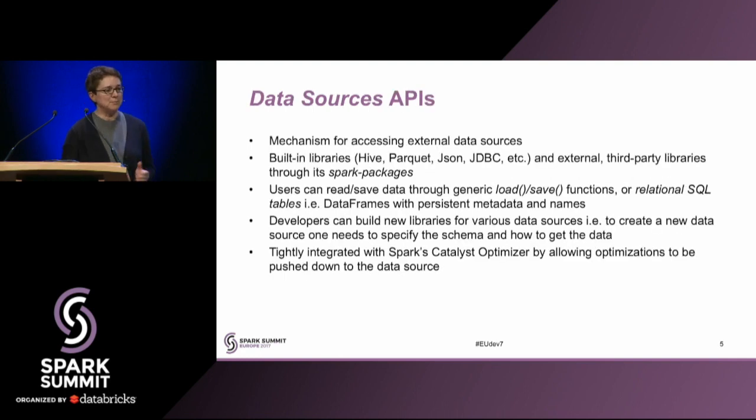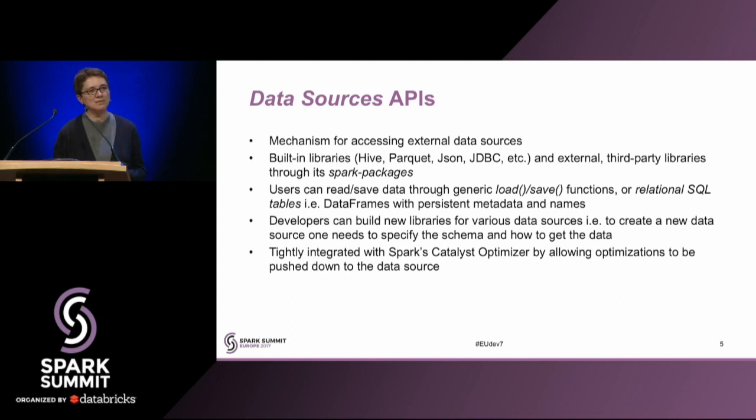What are data source APIs? They are a simple mechanism for accessing external data sources. Spark provides built-in libraries based on the API, such as Hive, Parquet, JSON, JDBC, and also external third-party libraries. Using this API, users can read and save data through generic load and save functions, or through relational SQL tables, which are data frames with persistent metadata and names.